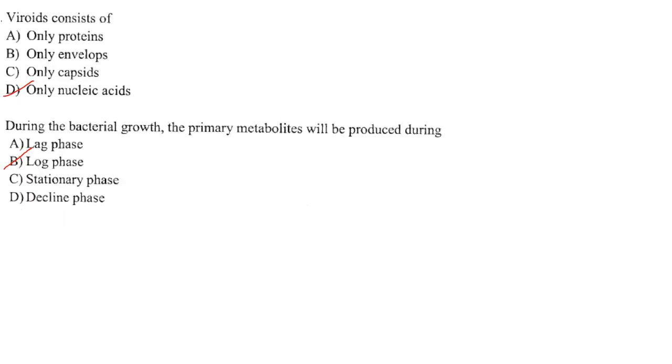Then, viroids consist of. So viroids are infectious agents that consist only of naked RNA without any protective layer such as a protein coat. So the answer here is only nucleic acid. Answer is option D. During bacterial growth, the primary metabolites will be produced during the log phase. Answer is option B.